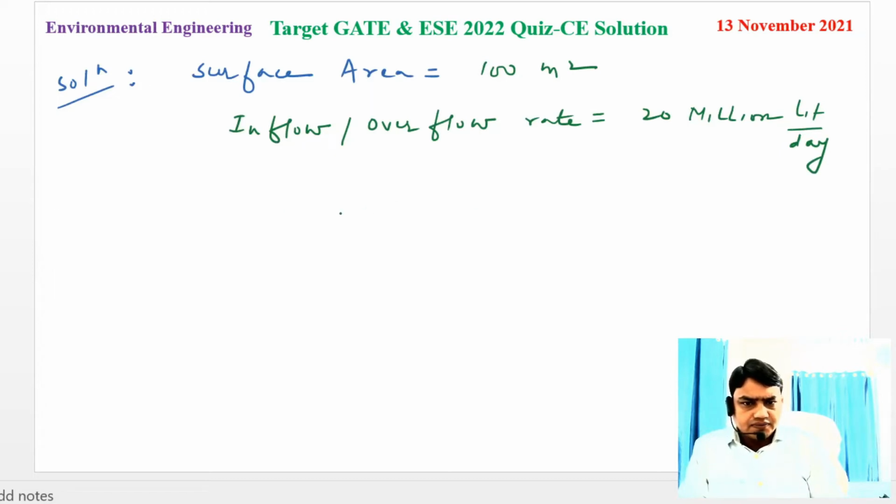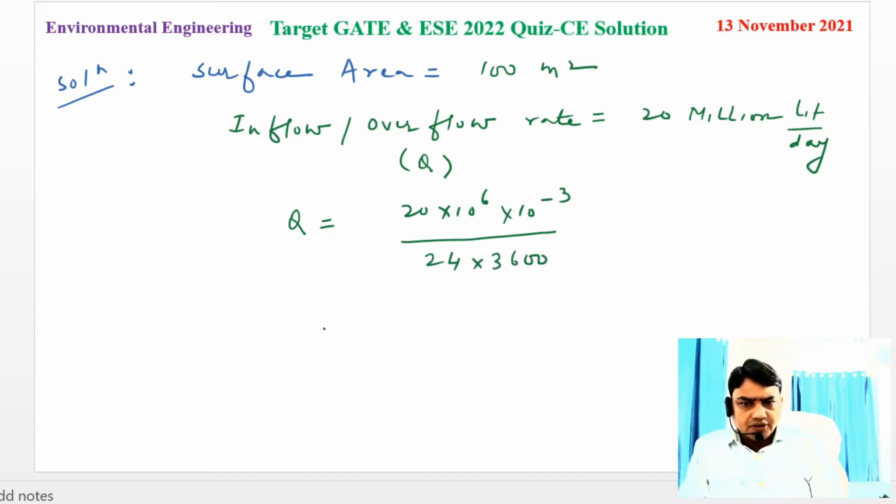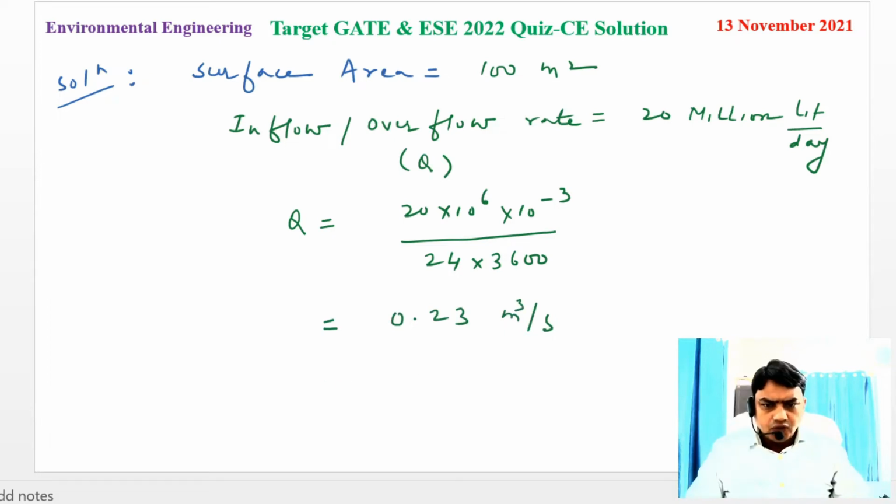So if I convert this value, overflow rate can be written as Q. So Q can be written as 20 into 10 to the power 6 into, if I convert in meter cube, 10 to the power minus 3 divided by 24 into 3600. So it can be computed as 20 into 10 to the power 3 divided by 24 into 3600. So the overflow rate is 0.23 meter cube per second. So overflow rate can be computed.